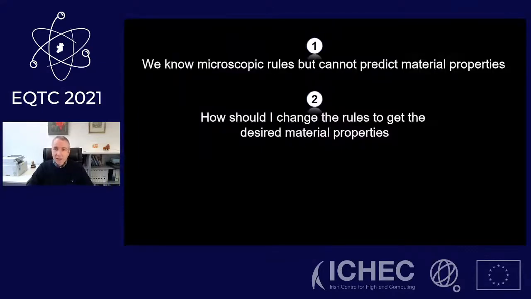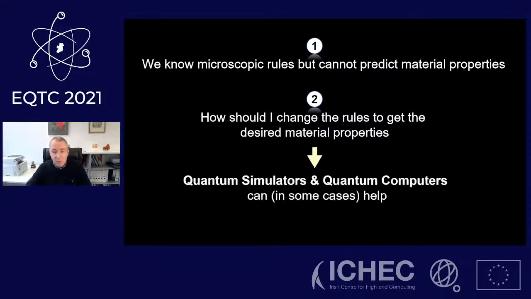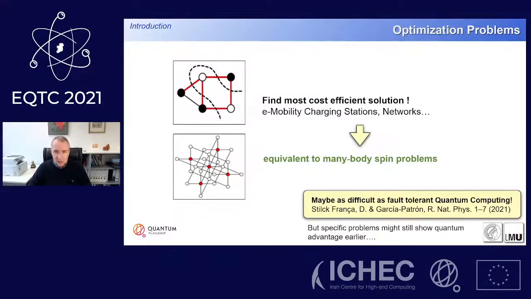So basically, we very often know the microscopic rules, the laws of physics that govern the behavior of many of those particles in material science or chemistry, but we cannot predict the material properties. Or we would like to know, how do we have to change those rules to get specific desired material properties? That's where quantum simulators and quantum computers promise to help, in parentheses, in some cases. I don't think they will help in all cases, but there's hope that they will actually help in some cases.